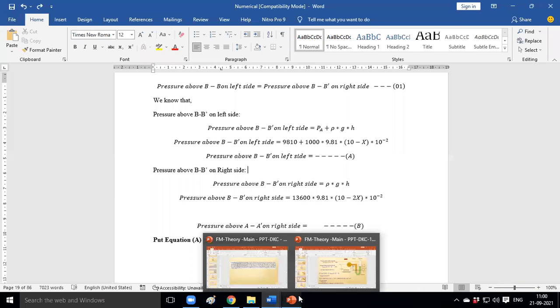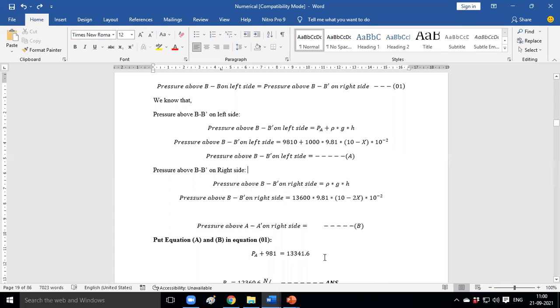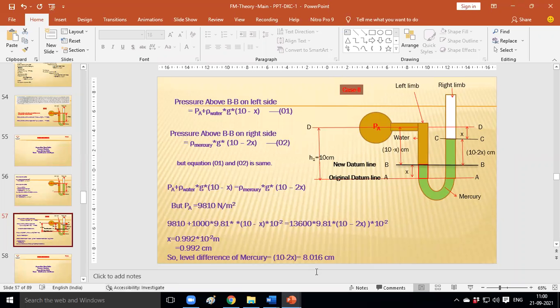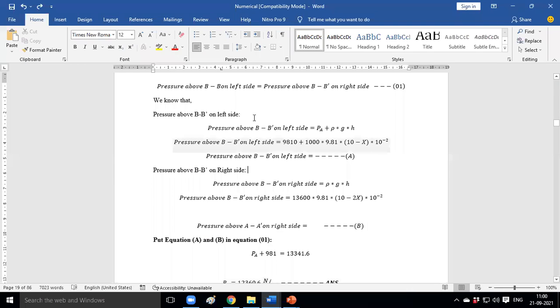Okay. And again, do the calculation. Which one? 10 minus 2x. This 10 minus 2x represents the level difference of mercury. And that value is how much? 8.016 centimeter. And in the case of meters, again multiply by 10 to the power minus 2. That will be the conversion from centimeter to meter. Is it clear? Yes, sir.